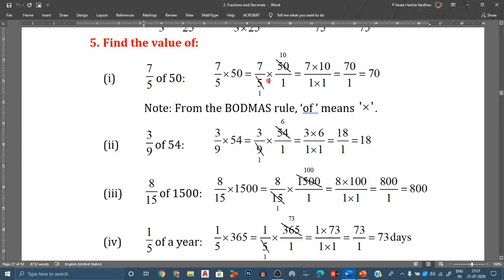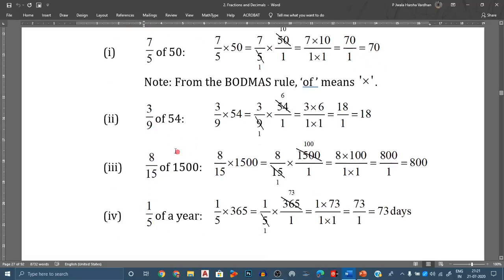So now you can write it in the form of 7 by 5 into 50 by 1. Now you can crossly divide with the 5 table, 5 ones, 5 tens, which gives 7 into 10 by 1 into 1, which gives 70 by 1. If you divide any number by 1, you will get the same number, which is 70.